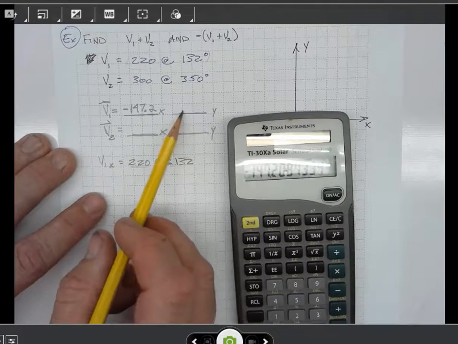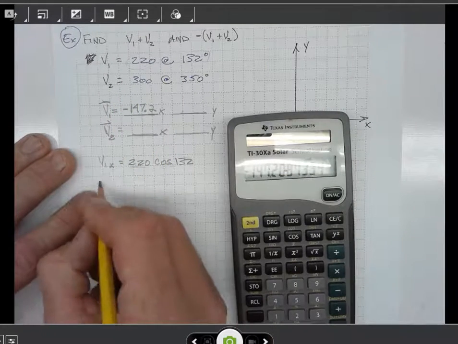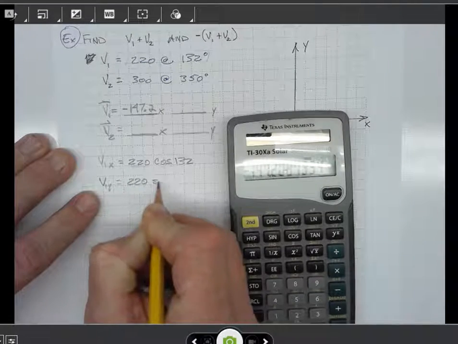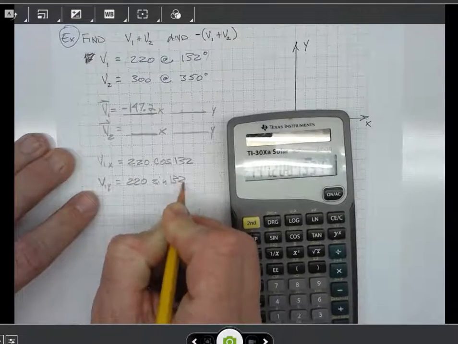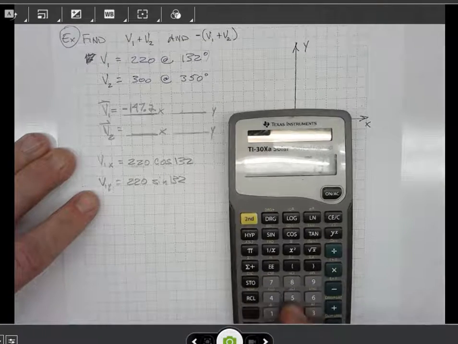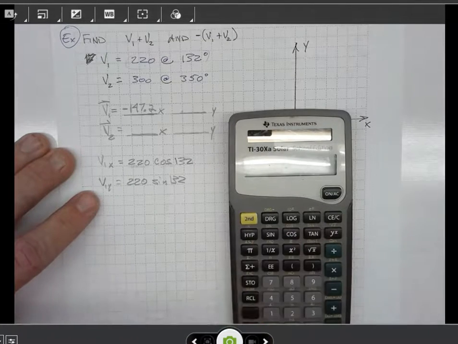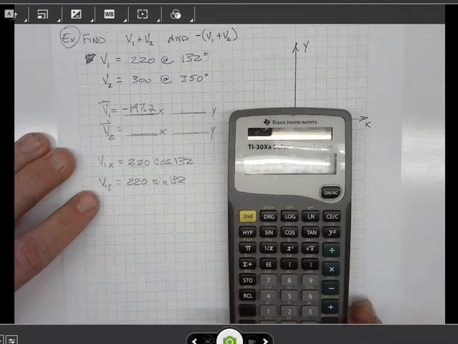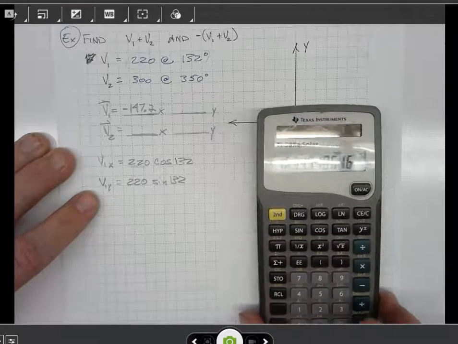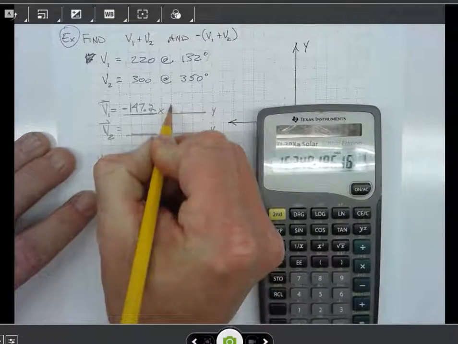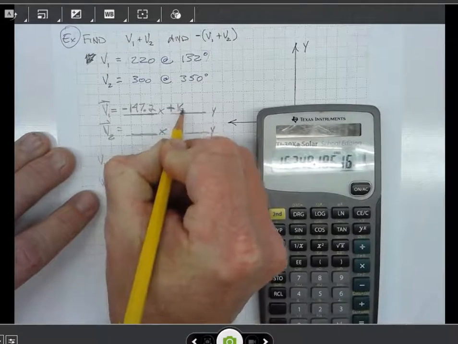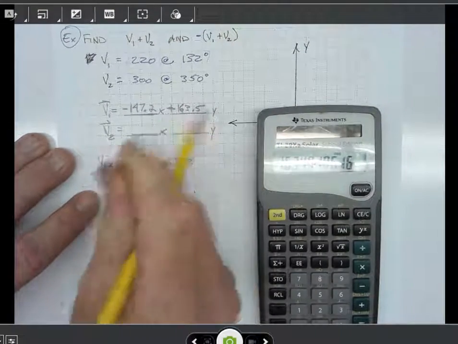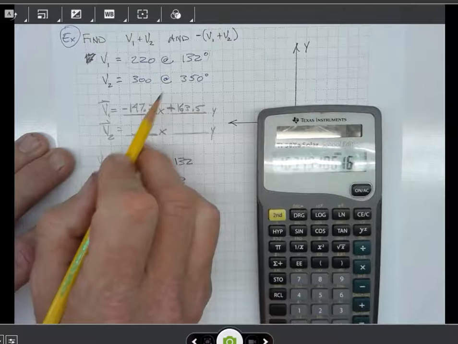That's the x component of this vector. Now we'll do the y component of that vector. Well, V1y is going to be 220 times the sine of 132. So I'll do 132, find the sine, times 220, and I'll get 163.5. So the y component is a positive 163.5. Notice I put the positive in there. If it had come out negative, I'd put a negative there.